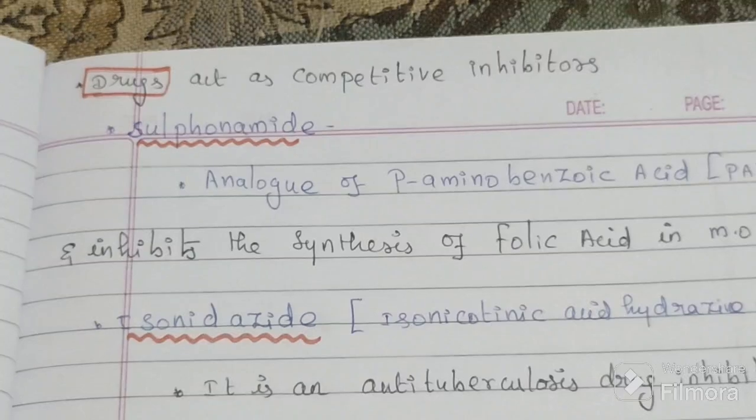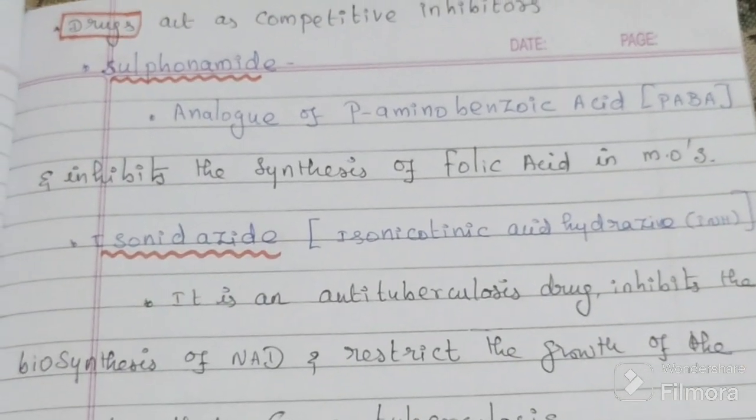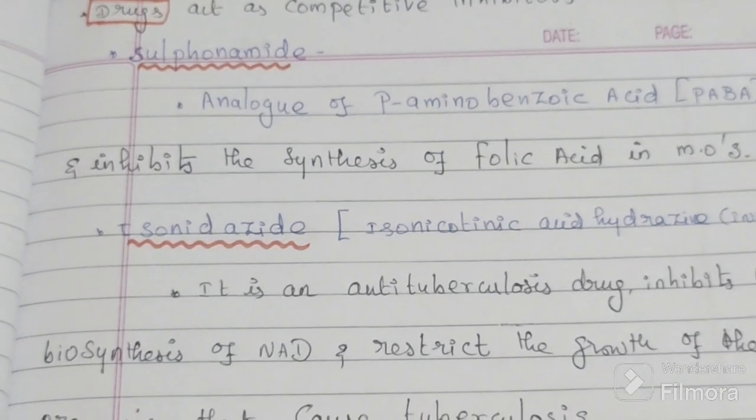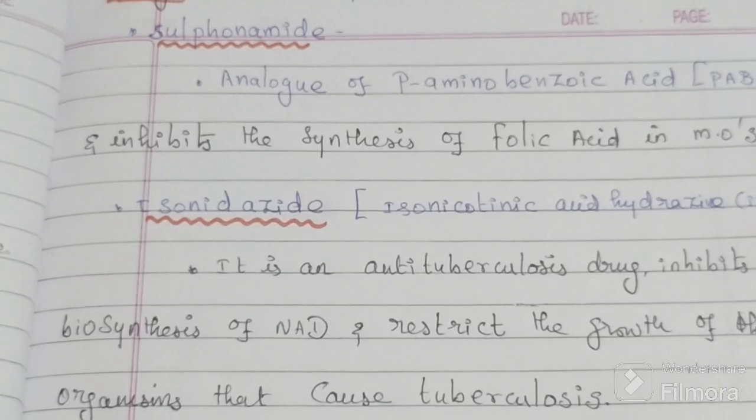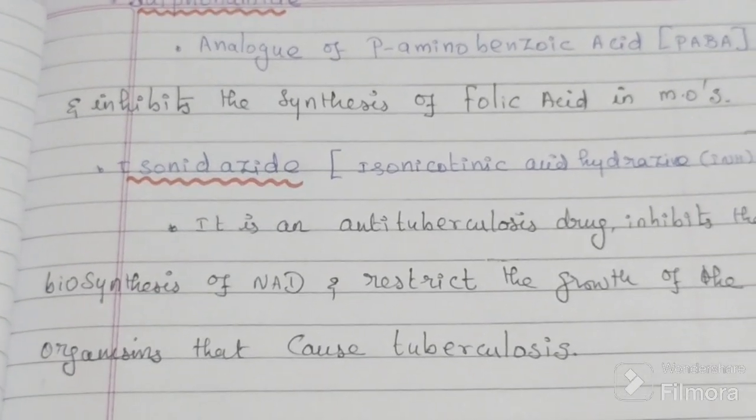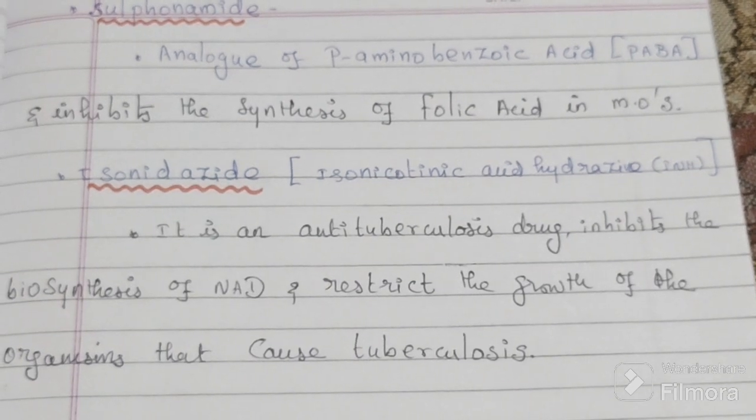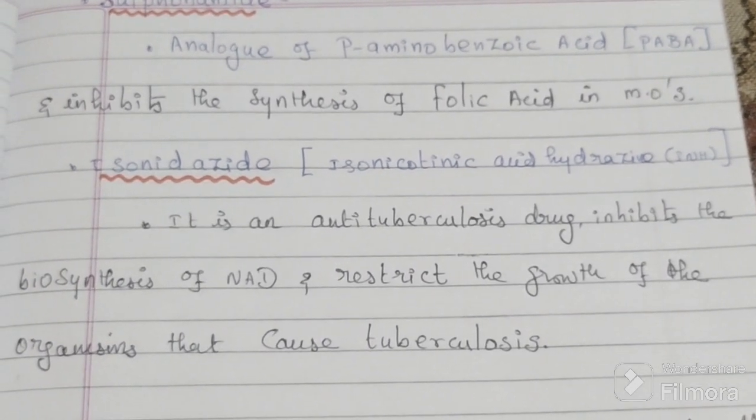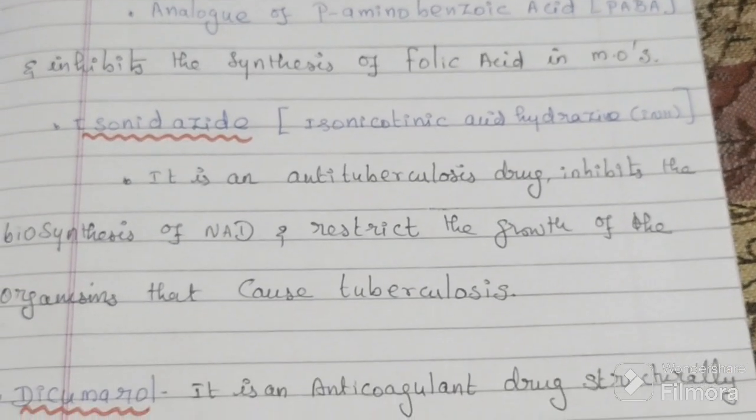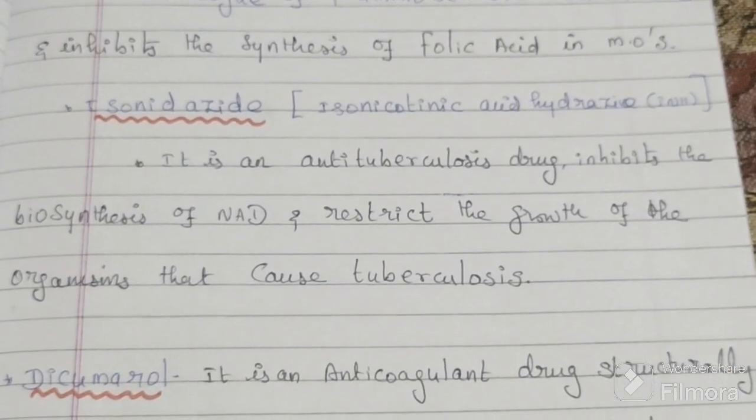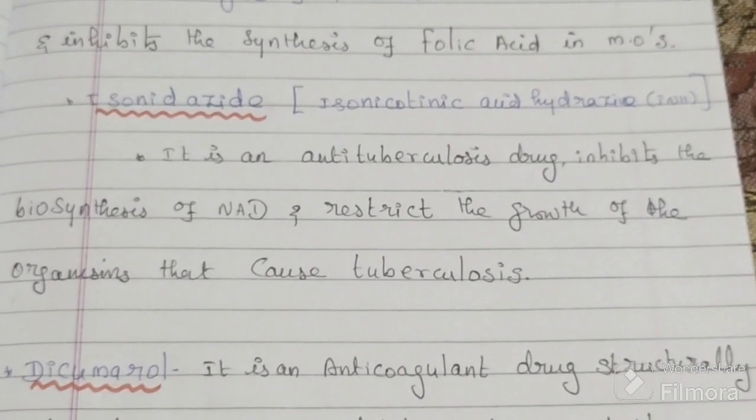The part of folic acid is para-aminobenzoic acid. Sulfonamide is similar to para-aminobenzoic acid, so it will fit in place, and folic acid will not be useful in making DNA. That way the microorganism will not survive, it will not resynthesize the cell.